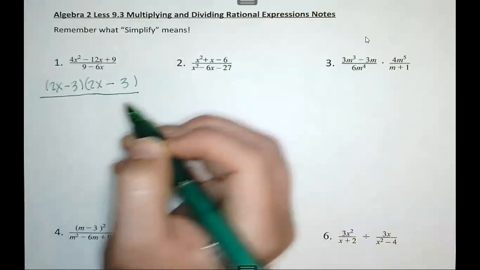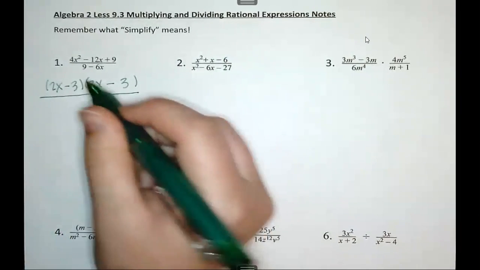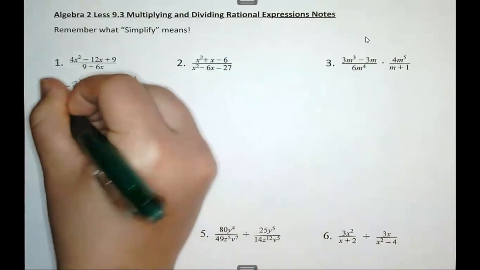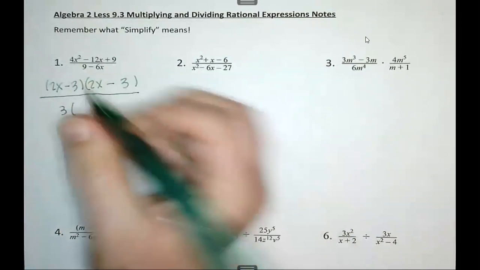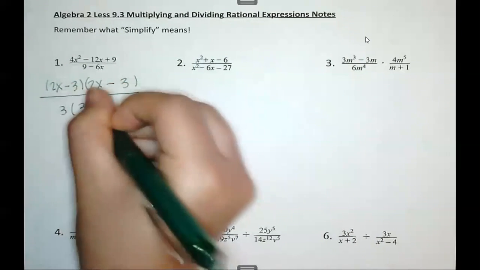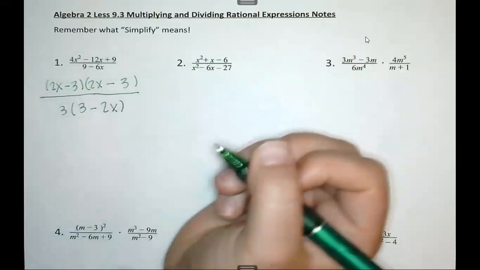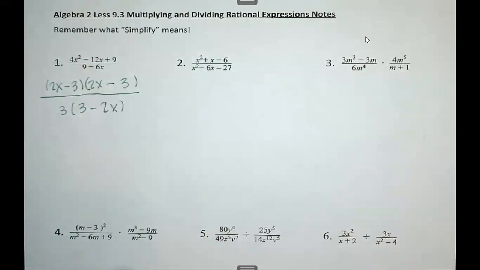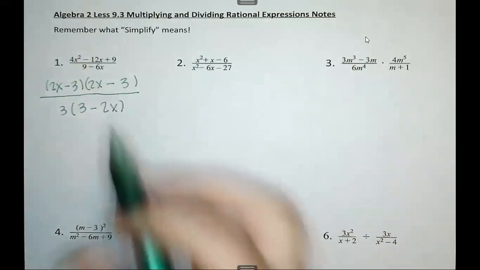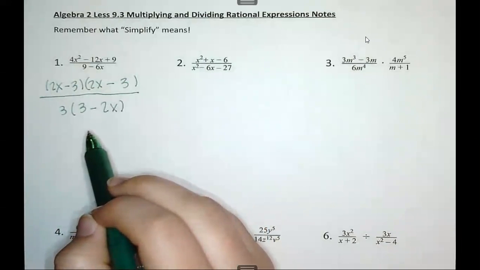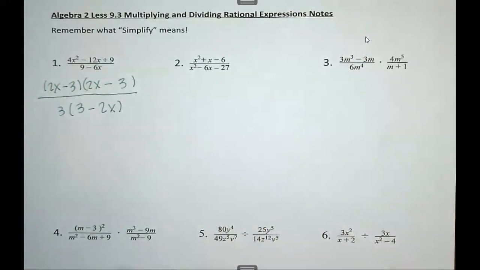All right. And then in the bottom, that's not going to factor, but I can pull out a GCF. I can pull out a 3 from both of those. If I divide 9 by 3, I'm left with 3. If I divide -6x by 3, I'm left with -2x. So here in the top, we have 2x minus 3. In the bottom, I've got 3 minus 2x. Remember from our 9.1 notes, these are not the same thing. If it's subtraction, it cannot be written in a different order. So we can't do anything here.